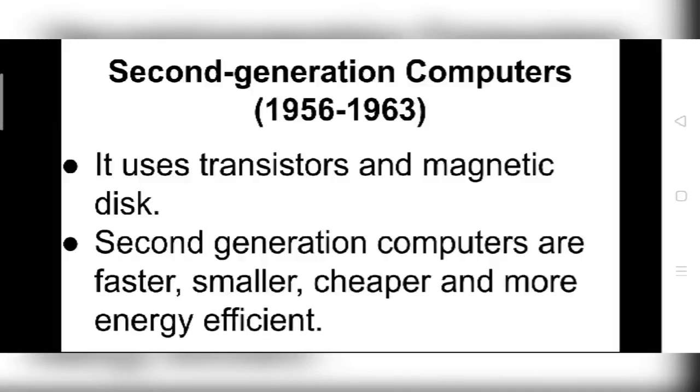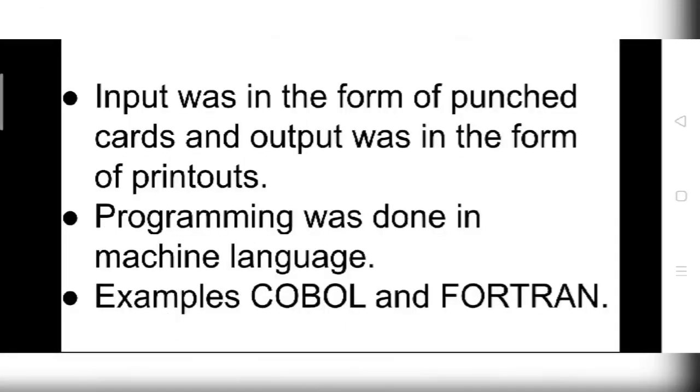Next point, in second generation computers, input was in the form of punched cards and output was in the form of printouts. The programming languages used in second generation computers were COBOL and Fortran. These are the two examples of programming languages used in second generation computers.